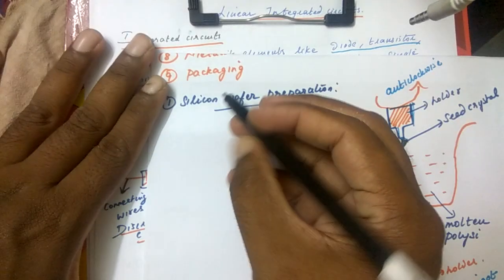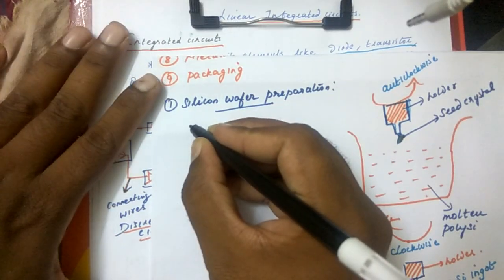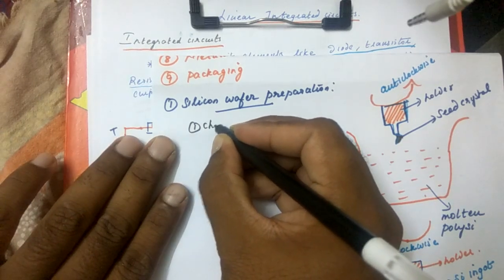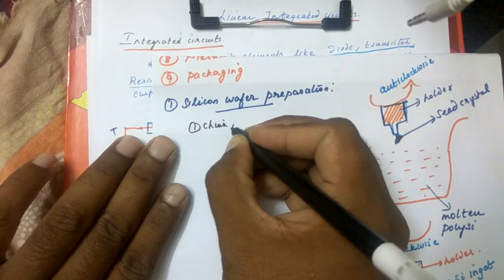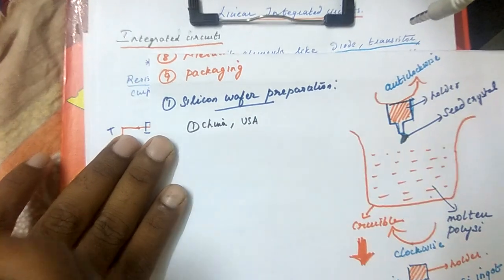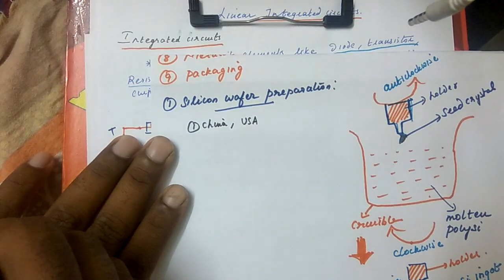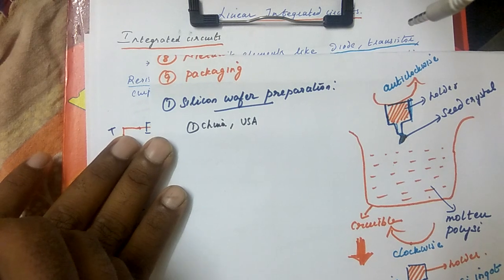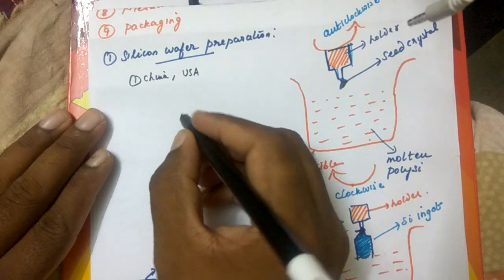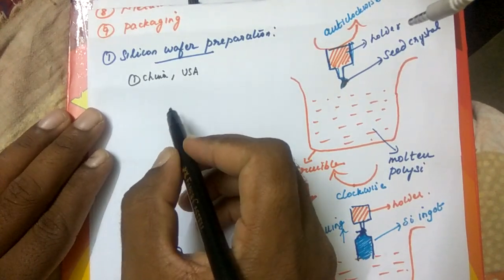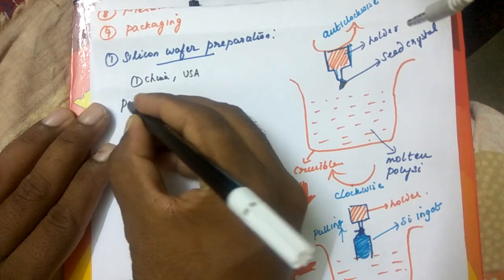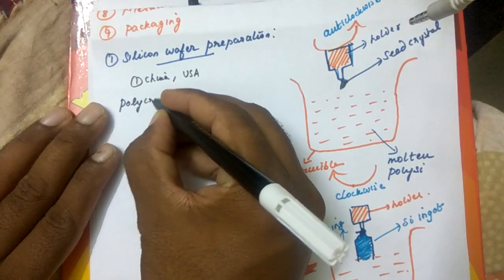Mainly the major producers of silicon wafers are China and the US. These two are the major producers of silicon wafer. So the silicon wafer preparation starts with polycrystalline silicon.